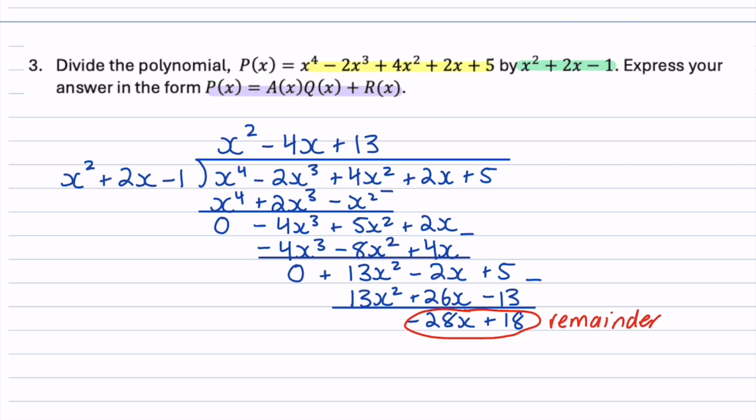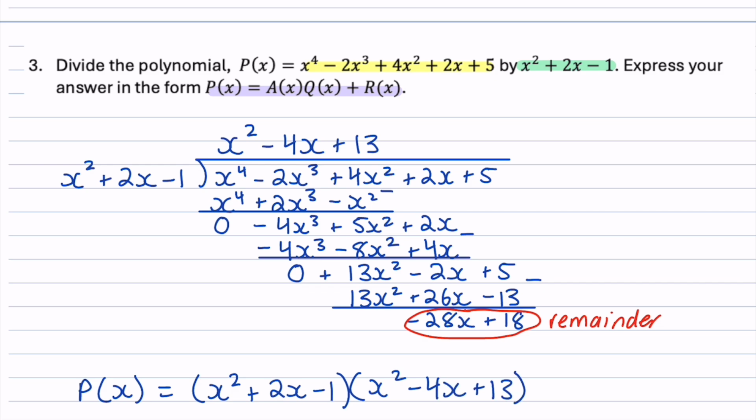So finally, the question wants me to write my answer in this notation here. So what I have is I have my polynomial p of x. A of x is going to be my divisor, so that's going to be x squared plus 2x minus 1 times the quotient, which is x squared minus 4x plus 13, and then plus the remainder, which is going to be minus 28x plus 18.